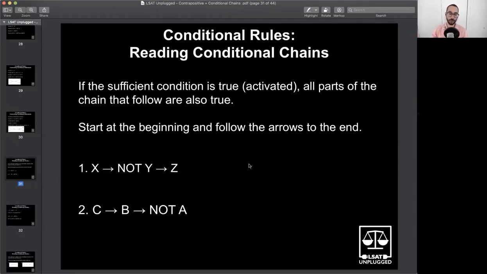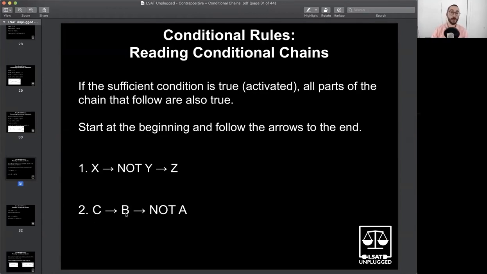You only follow the arrows in the direction in which they're pointing, from beginning to end. So you start with X. X in tells you Y is out, Z is in. C is in tells you B is in, and A is out. B in tells you A is out, but B in does not tell you about the position of C.